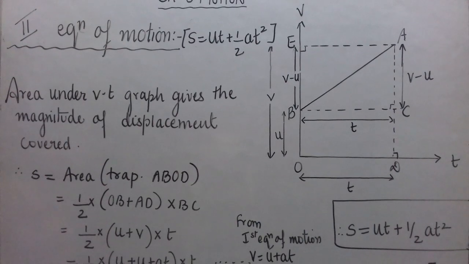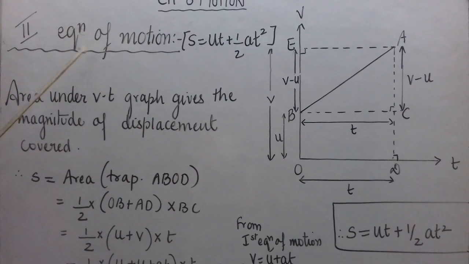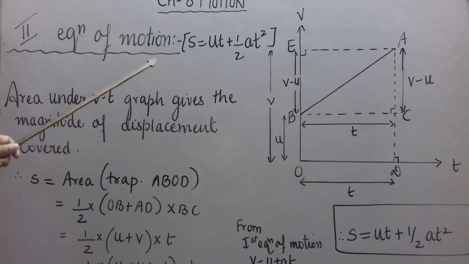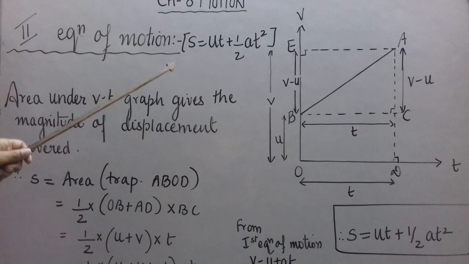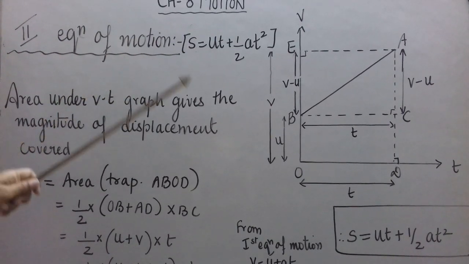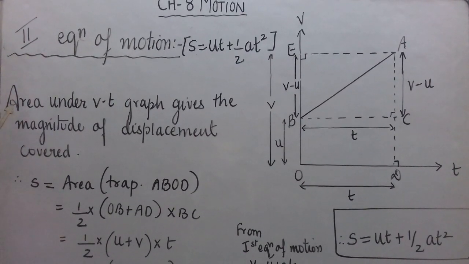Now let us see how to derive the second equation of motion. What is second equation of motion? It is as shown here. S is equal to ut plus half at square. Now to derive this, again we have to use a graph. So here, let us take the other use of VT graph.